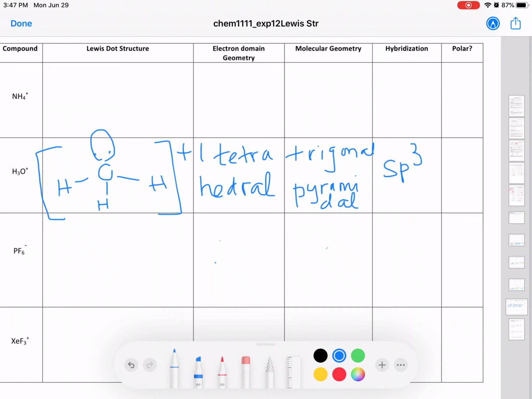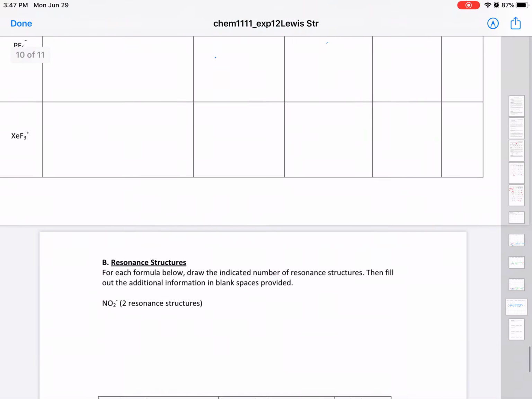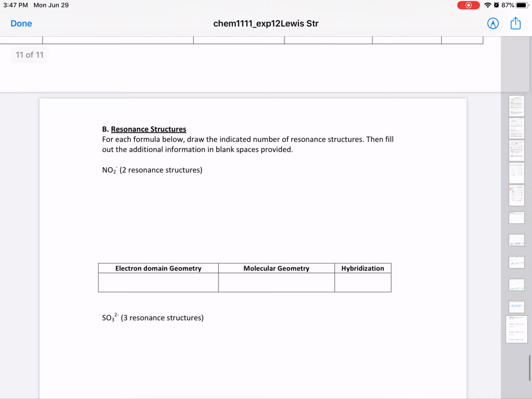And then is it polar? Yes, it is polar, oxygen is more electronegative, there is a bond polarity like that. And then the molecule will have a net dipole moment, so it's polar, yes it is polar. Okay, so we can do that. And then the resonance structures.